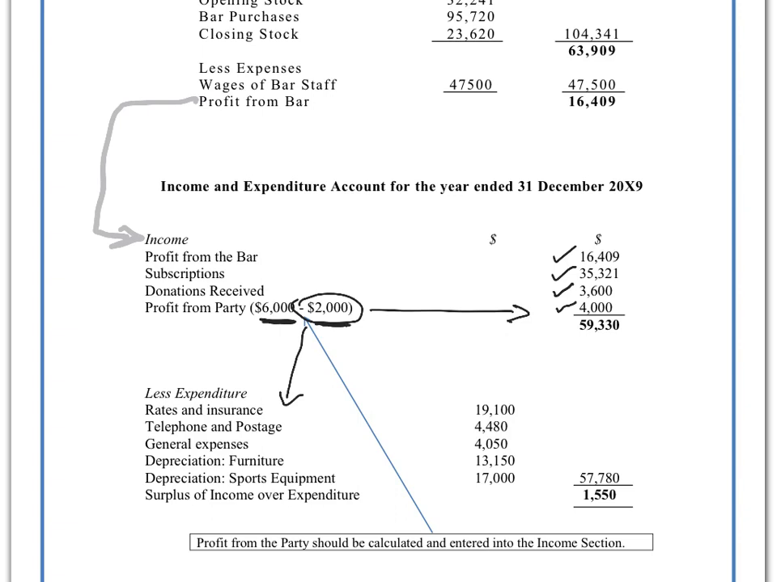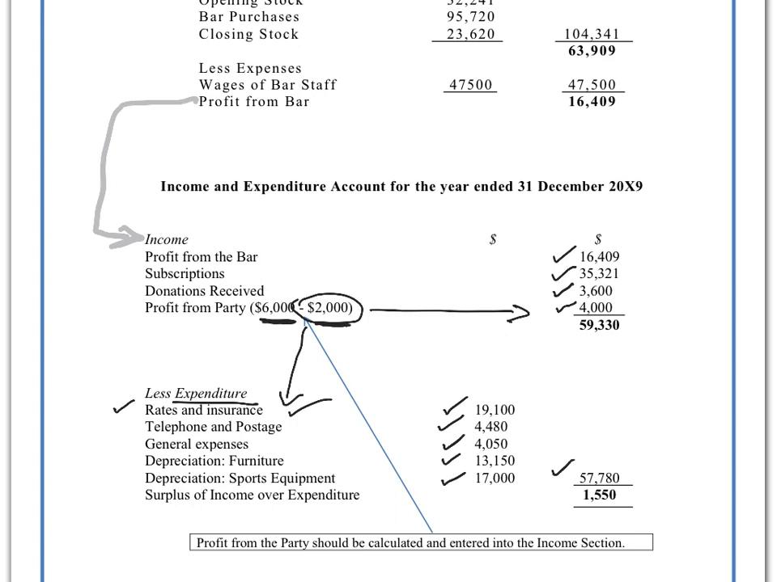All the expenditures, you'd have to pay business rates for the water and the sewage and collecting the rubbish. Even though you are a non-profit organisation, you've still got to contribute to the local government. Any insurance would also be added to give you the $19,100 in this case. Telephone costs and postage costs, general expenses, maybe tea, coffee, sugar, that sort of thing. If you had any furniture or sports equipment, you might find that it's depreciated in value. We add all those expenses or expenditure items together, we get 57,780.